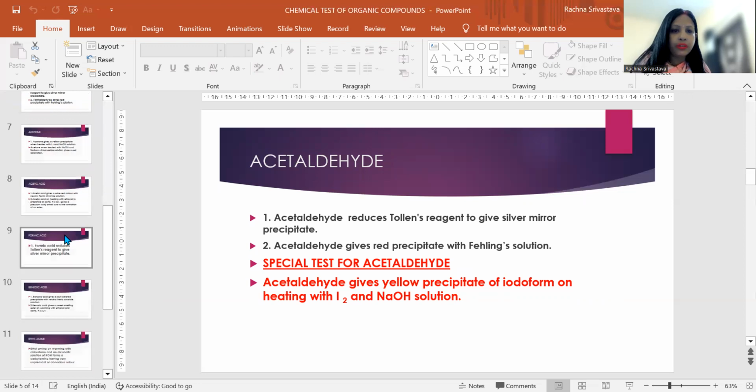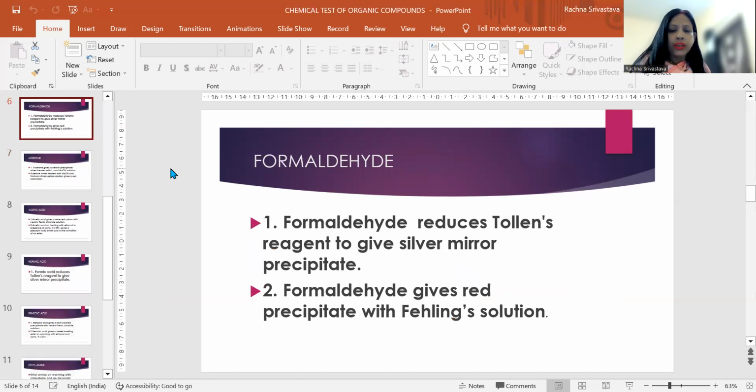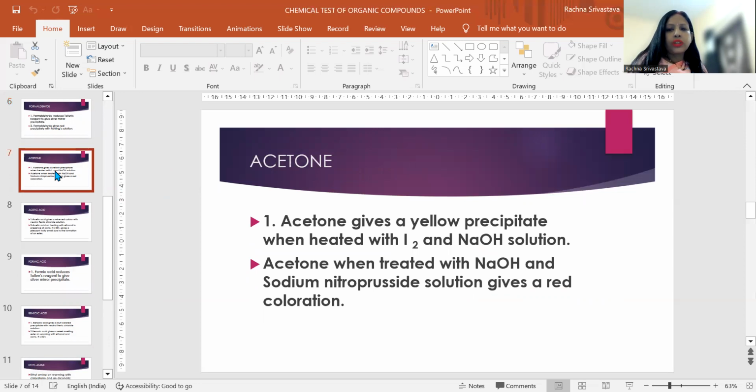Then comes the next one. Formaldehyde, as I have discussed earlier in the previous slide, will reduce Tollens reagent to give a silver mirror precipitate. It will give a red PPT with Fehling's solution. Your acetone also gives the iodoform test positive. It forms a yellow PPT when heated with iodine and NaOH solution. The second one is acetone when treated with NaOH and sodium nitroprusside solution gives a red coloration. This can be another test which you can use for writing your answer.